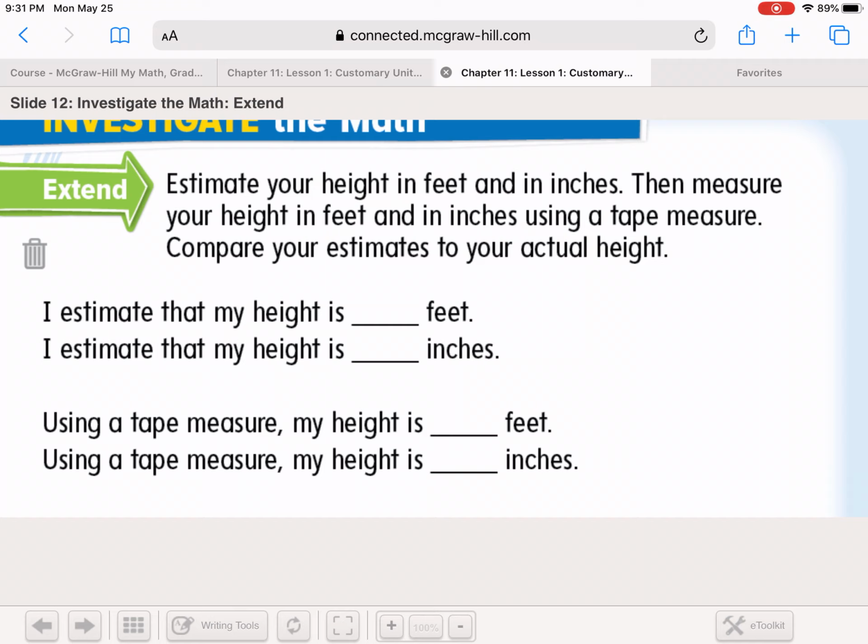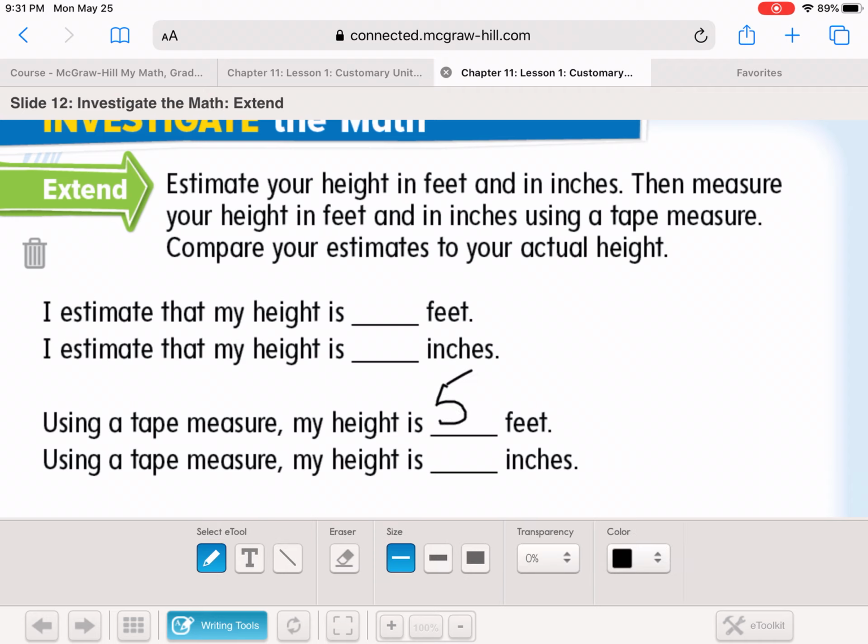But I know that my height is 5 feet 2 inches. So if we were going to write that in there, it would be 5 feet 2 inches. I know, I'm really short. Owen's 5 feet 7 inches, and he's like a giant to me.